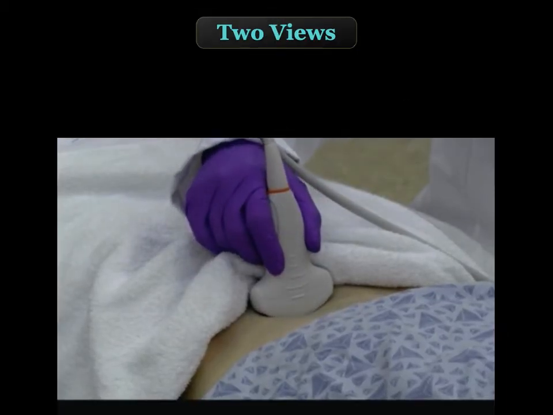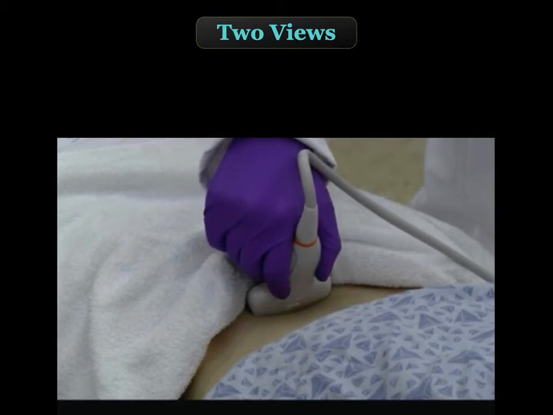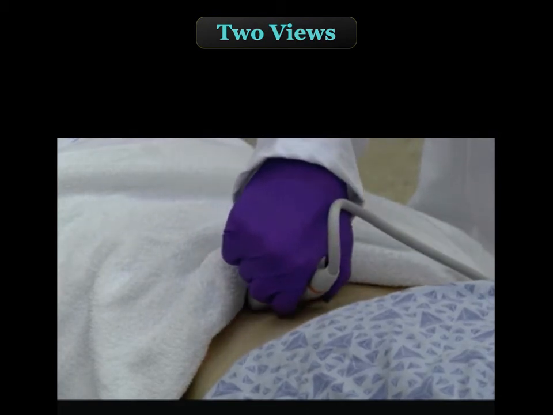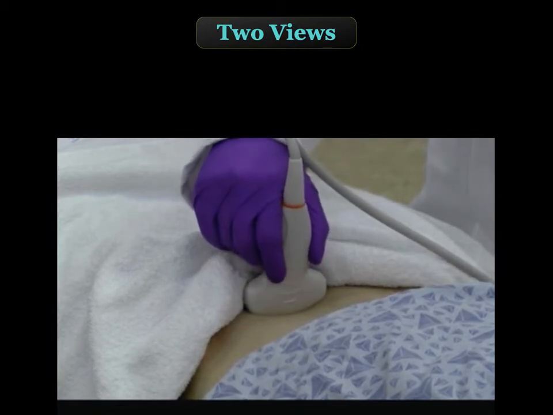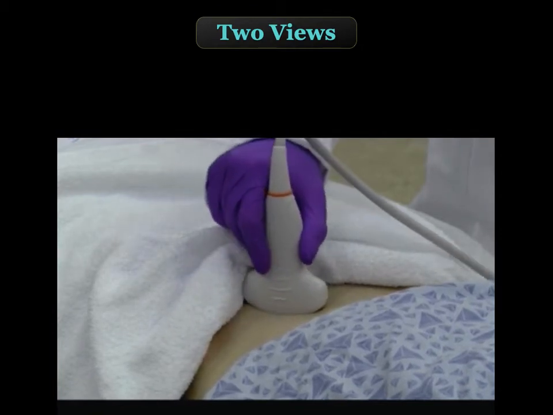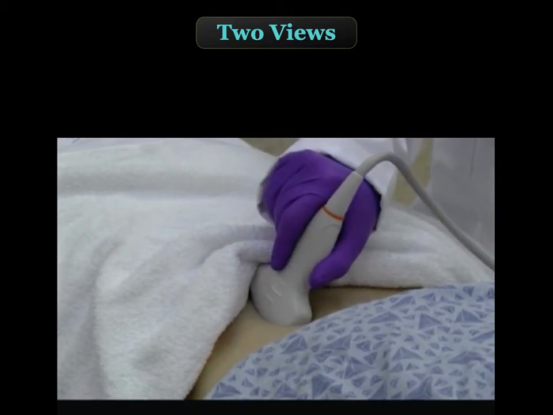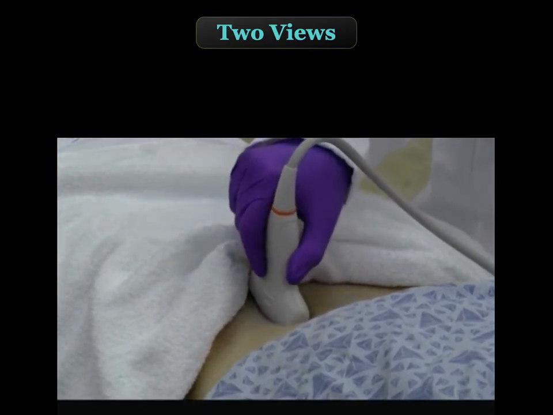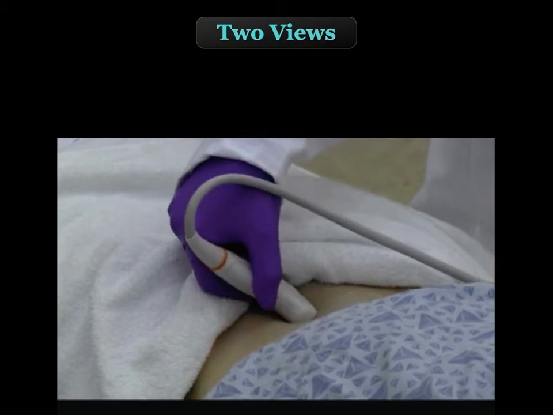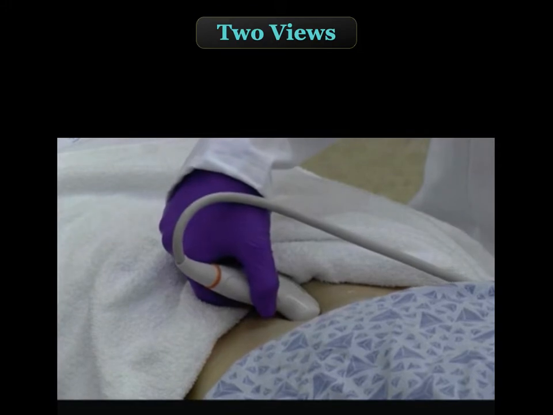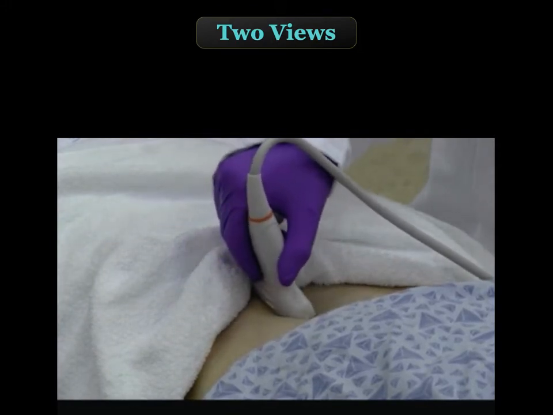You would like to obtain two views, a transverse view featured here with the probe marker pointed towards the patient's right, and a longitudinal view or sagittal view with the probe marker pointed towards the patient's head. If possible, have the patient fill their bladder before performing a transabdominal ultrasound in order to use the bladder as your acoustic window for a better view of the uterus.